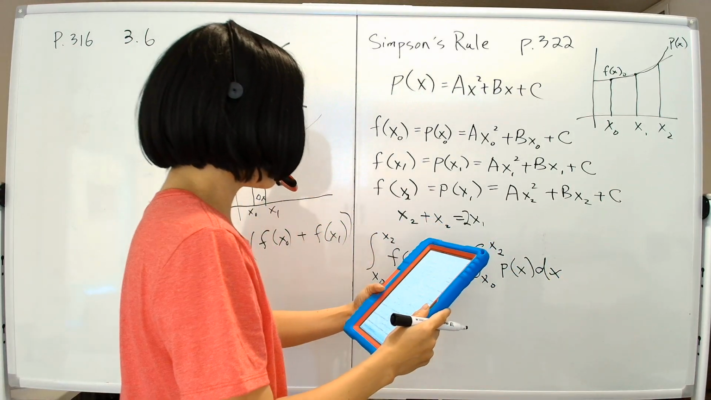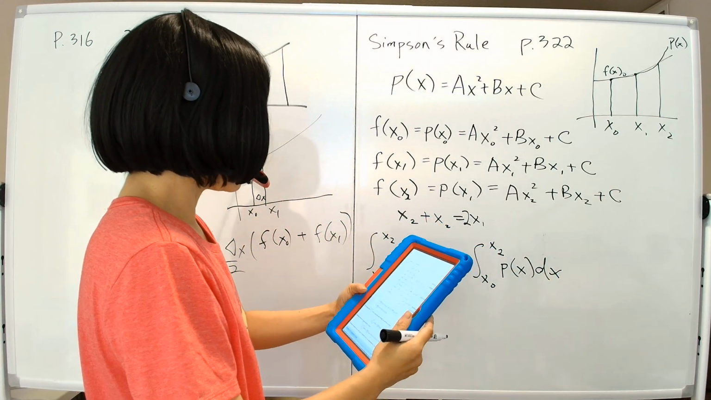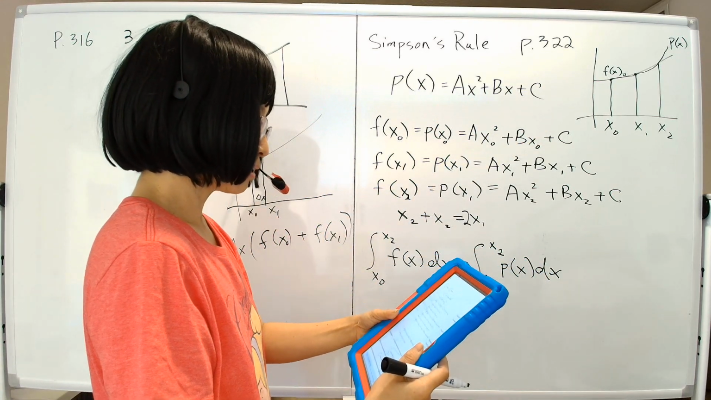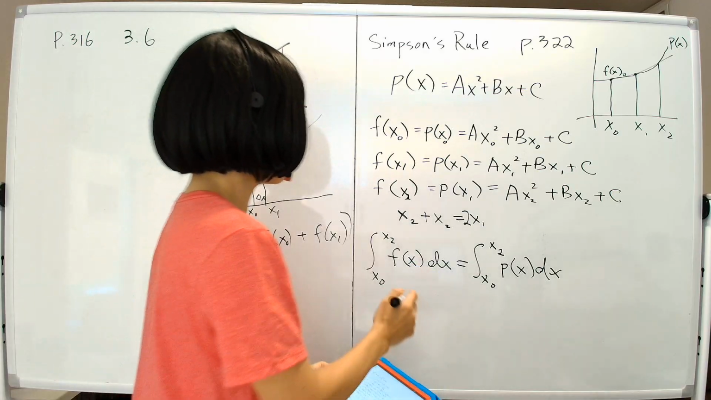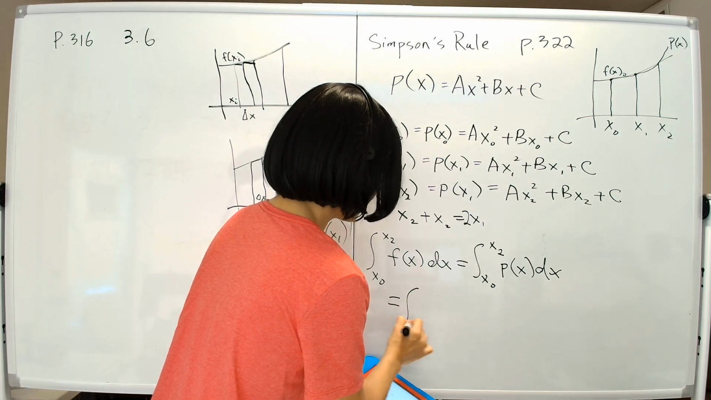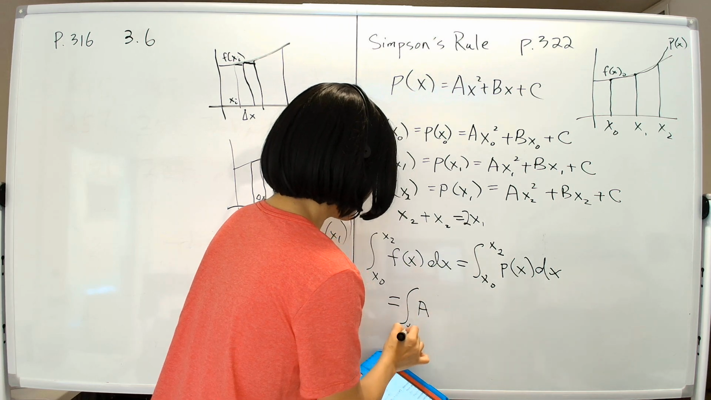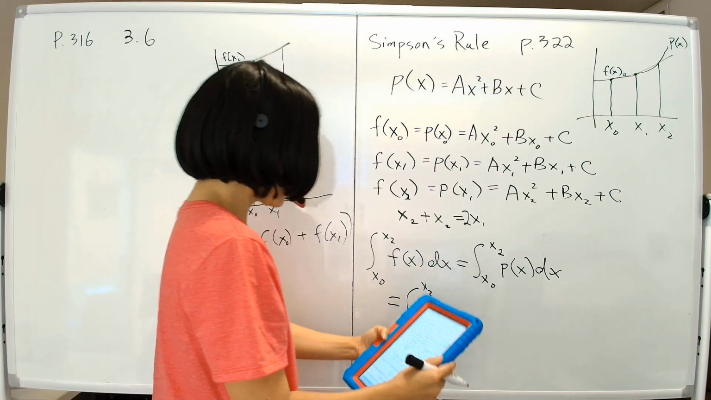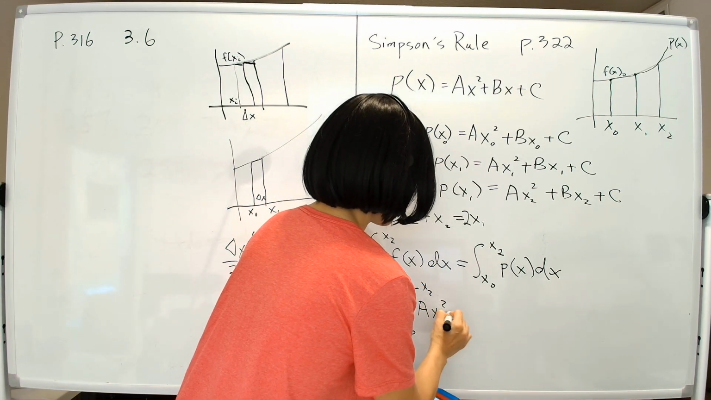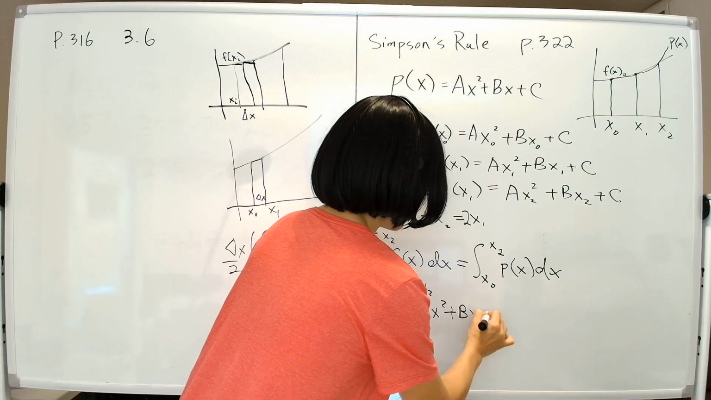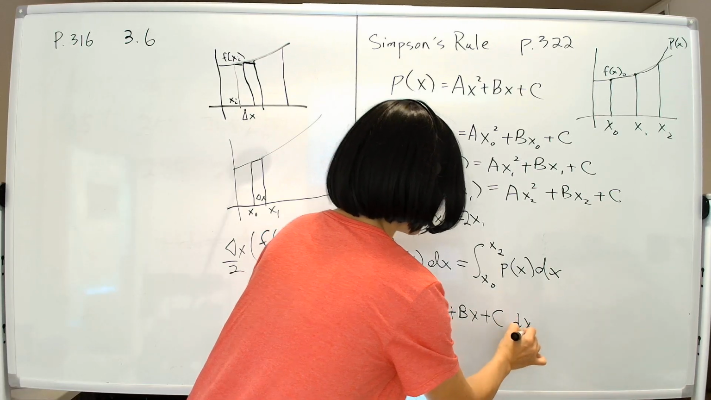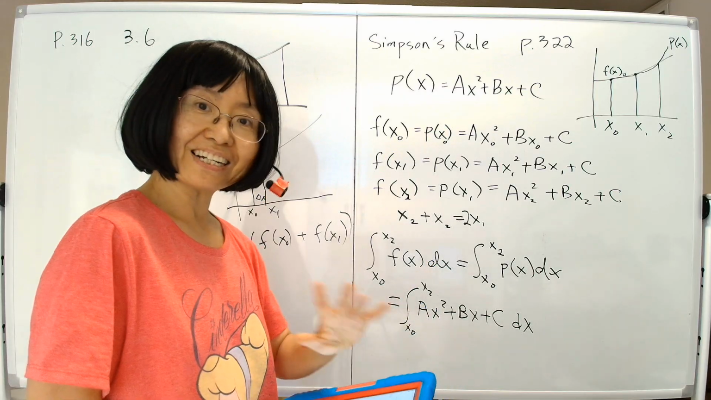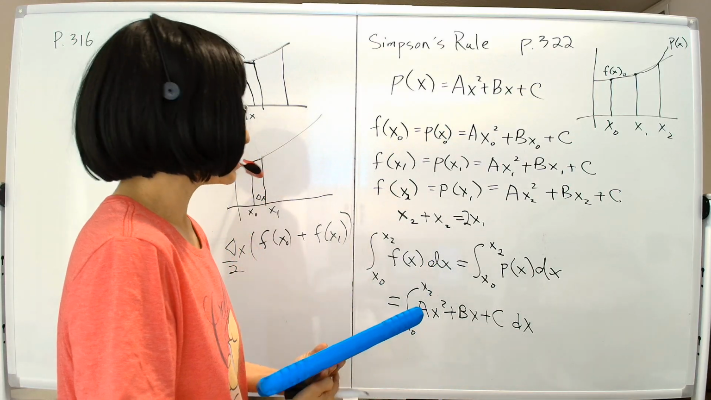And that equals, so we're going to write that down. We plug in P of x, which is this thing: the integral from x0 to x2 of ax squared plus bx plus c. Now you might say, well, I thought you said that a, b, c are going to disappear and they're not going anywhere. Well, that's true, but we will have some patience and see why this is going to work out.